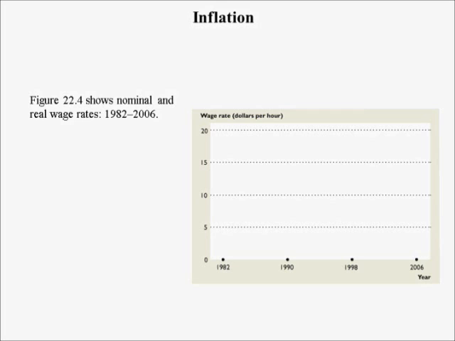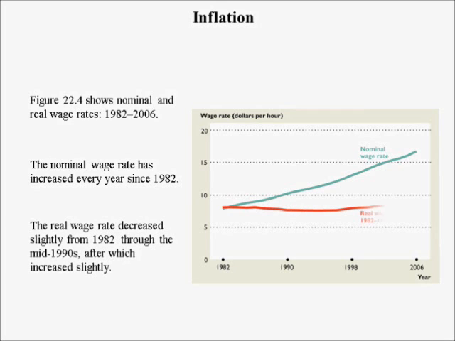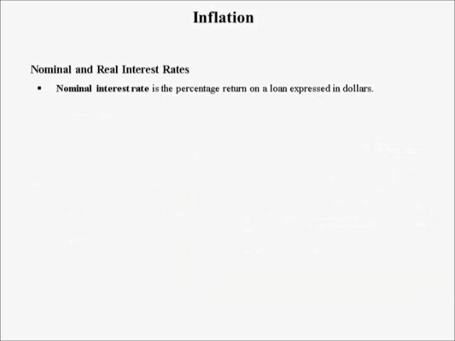Okay, so this figure here from the textbook, figure 22.4, shows how nominal and real wages have changed from 1982 to 2006. Okay, so the nominal wage has risen pretty steadily over that time period. So if you were looking at nominal wages, you would make the incorrect assumption that we're getting better off. If you account for inflation, the real wage is pretty flat. Americans are not really better off, they're not really worse off according to this red line.